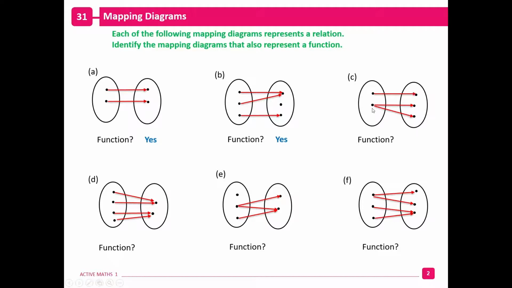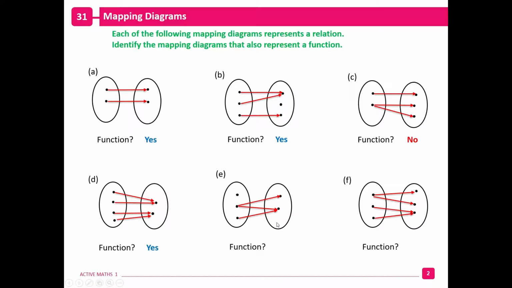C. We have 1 input that goes into a function and gives 2 different outputs. Is that a function? No, it's not. We can have many going to 1, but we can't have 1 going to many. D. We've got 2 inputs going to this one, and the bottom 2 going to this output. It's many to 1 twice. And yes, that's okay. Many to one is okay.